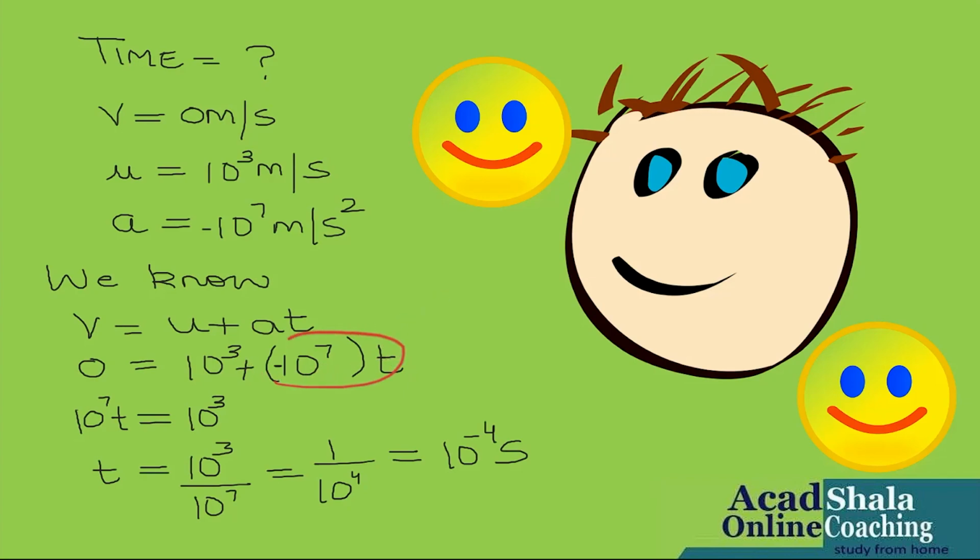So we will take this expression this side. So it will become 10 to power 7 T is equal to 10 to power 3. And time we can calculate 10 to power 3 upon 10 to power 7 is equal to, simplify, that is 1 upon 10 to power 4. If we take 10 to power 4 up, I will get 10 to power minus 4 seconds. Why seconds? Because we have to calculate time. And time unit is always in seconds.